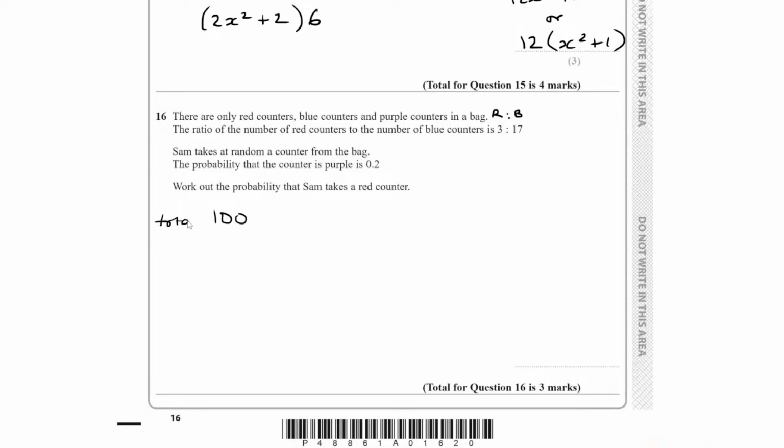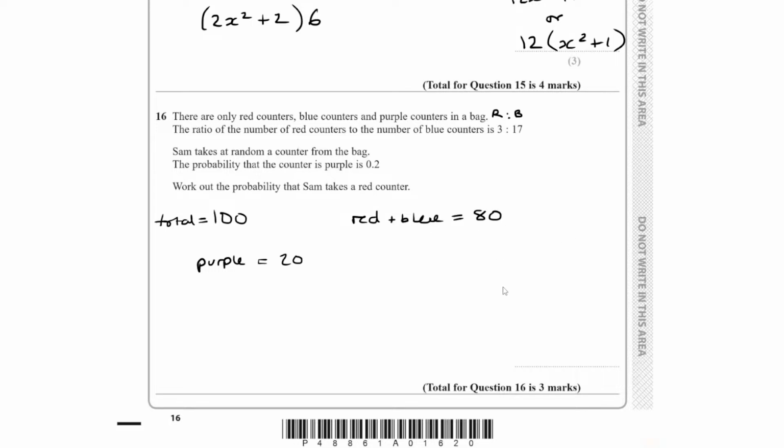If there's a total of 100, I'm not going to immediately share out my ratio, because if I did that, it would be saying that there's only red and blue, but there are also purple. So I first have to get rid of the purple. If purple is 0.2, that's 20%, isn't it? So purple is 20%, which is why I use 100. If I take that away, do you see how red and blue is therefore the 80 left?